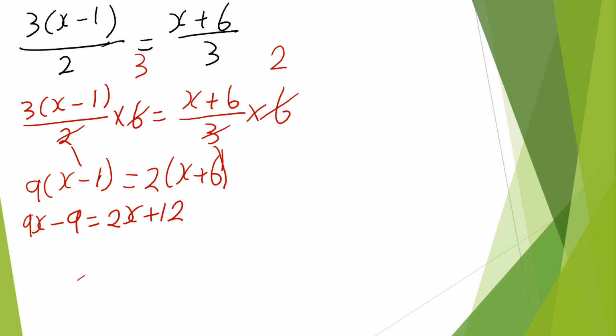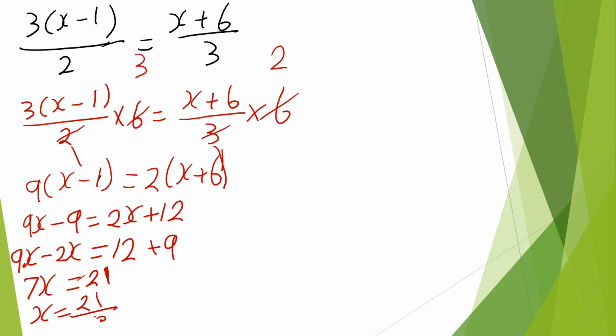So we'll have all the terms with x on one side and all the terms with numbers on the other side. So the 2x, move it to the other side. Positive 2x becomes negative 2x. Remember, when we move sides or rearrange, we are actually taking the opposite operation. And positive 12 is here, and then that minus 9 becomes plus 9. So 9x minus 2x is 7x equals 12 plus 9 is 21, and then x equals 21 over 7, and you can simplify this further. That's why x equals 3.